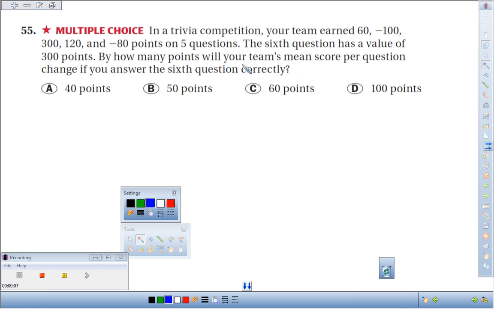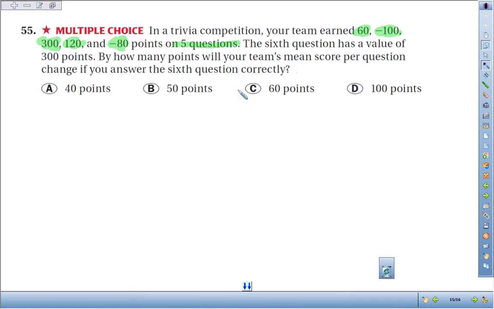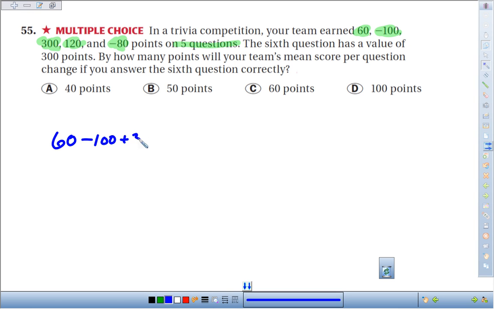So in order to calculate change, we need to know both the new score and the old score, whether we get the question right or we don't get the question right. So let's check our mean score right now. We've got 60, negative 100, 300, 120, and negative 80, and that's on 5 questions. To find the average, we'll find the sum, 60 minus 100 plus 300 plus 120 minus 80. We're going to take that sum and divide by how many numbers there were.